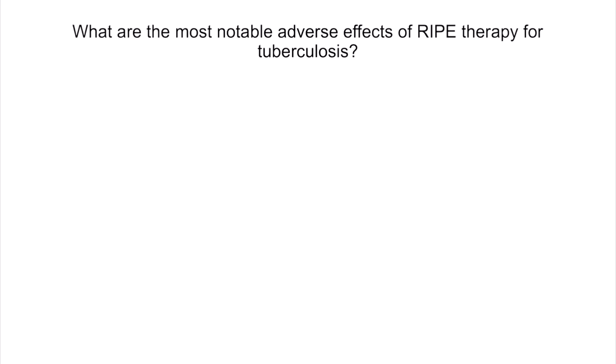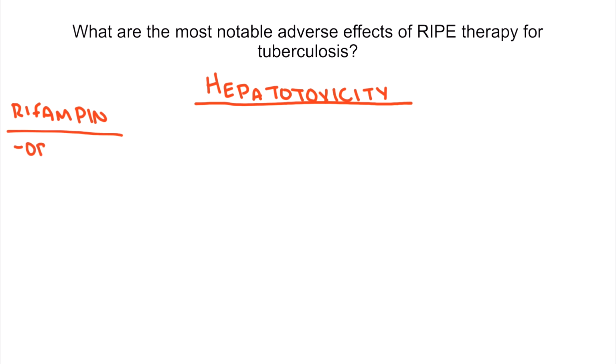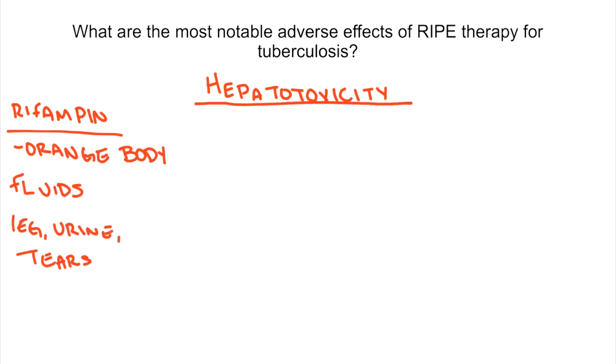All right, let's try another question. What are the most notable adverse effects of RIPE therapy for tuberculosis? All right, as we mentioned on the prior slide, the side effect common to all 4 drugs in RIPE therapy is hepatotoxicity. Each individual drug, however, has a few unique side effects that show up on exams from time to time. Rifampin has a very distinct side effect of causing orange body fluids, such as orange urine, tears, or even sputum. Although this may be extremely concerning to patients, this is a completely benign adverse effect that typically goes away after discontinuation of the drug.